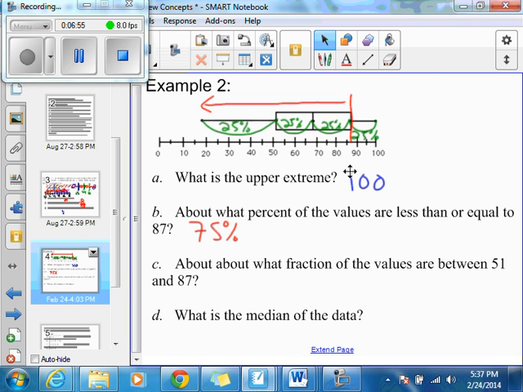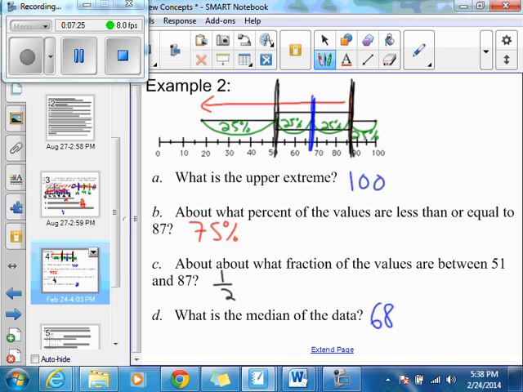Next question about what fraction of the values are between 51 and 87. So find 51, find 87, and if you look there, we see 25, 50%, and as a fraction, that is 1/2. And then the last question is, what's the median of the data? The median is always your second quartile, which is the line in the middle of your box. And that line in the middle of the box here is about at, I would say, 68. So that would be the median of your data set.